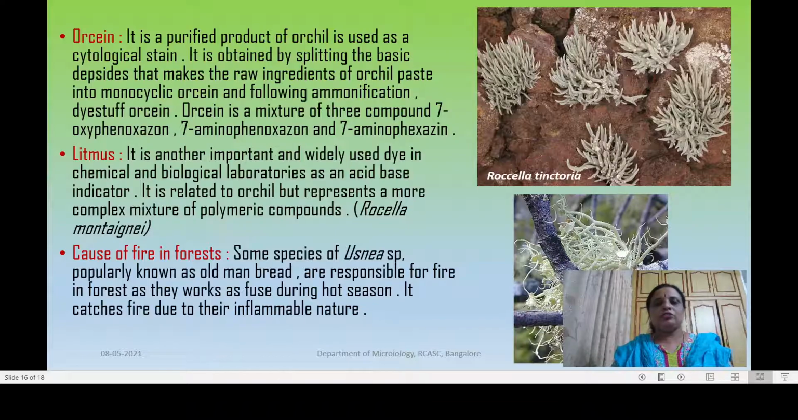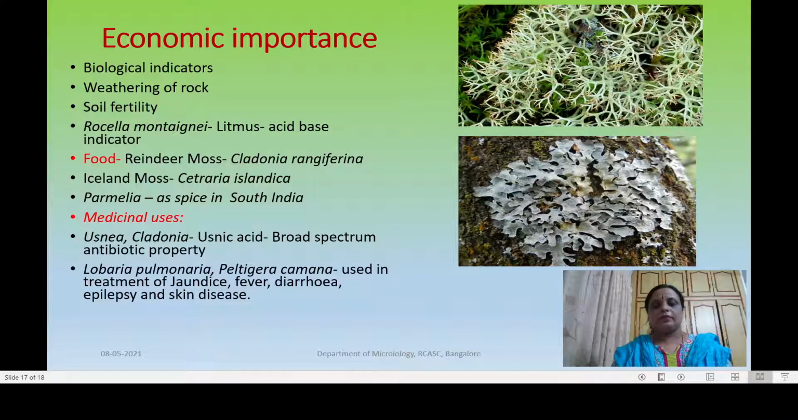There is one more species called Roccella montagnei. This is a lichen which has been used as litmus in biological laboratories, as an acid base indicator. And we have one more interesting thing to know about lichens. There are some species, Usnea, commonly called old man's beard, which causes forest fires because it is easily inflammable and catches fire. Hence it is also called forest fuse.